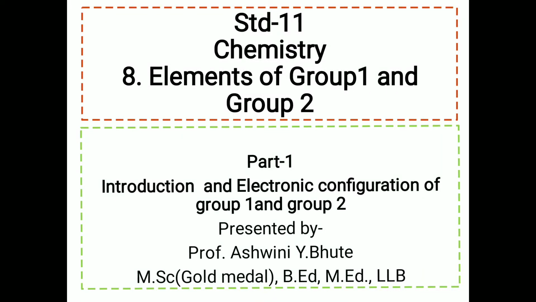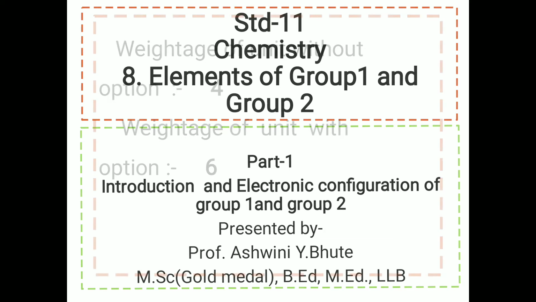Today in this video we are going to study chapter 8 of standard 11th chemistry, that is elements of group 1 and group 2. The elements of group 1 are known as the alkali metals and group 2 are known as the alkaline earth metals. In this first part we will study the introduction and then the electronic configuration of alkali and alkaline earth metals, that is group 1 and group 2 elements.